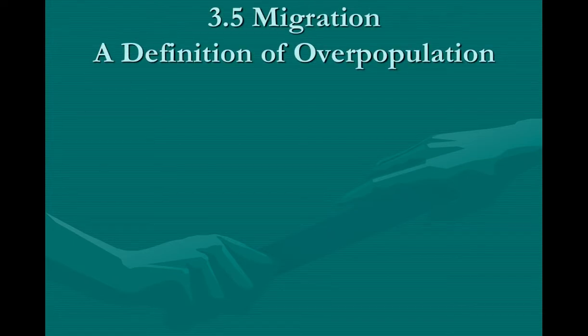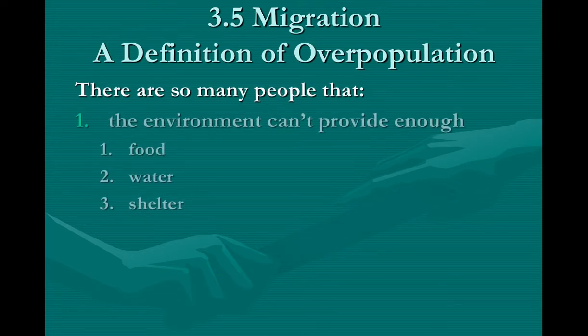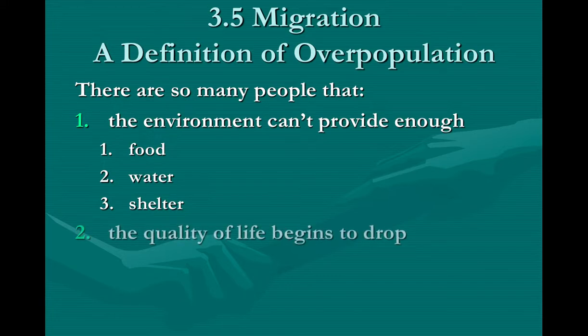The first thing I'd like you to write down is the definition of overpopulation. Oftentimes, people will migrate into a place and create a problem of overpopulation. Overpopulation is defined when there are so many people that the environment cannot provide enough food, water, or shelter. If you'll recall, these are the three things necessary for survival. So overpopulation would be if we do not have enough food, water, or shelter to provide for the people that are living in an area.